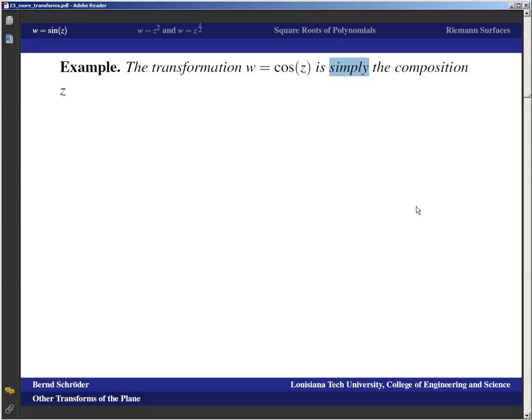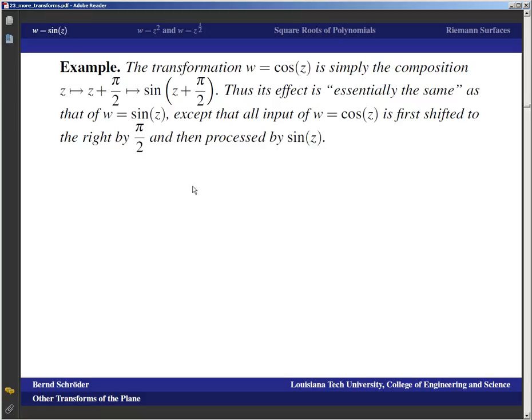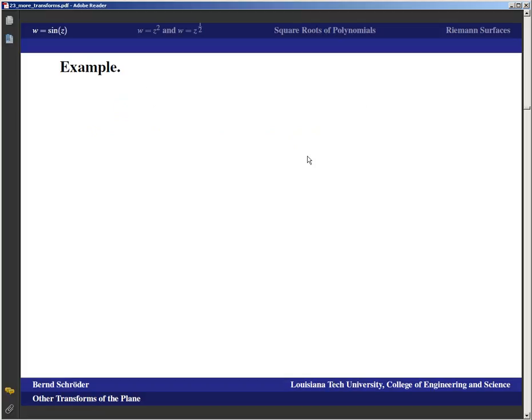Some other functions are now simple, and I don't mean that to be insulting. It's simply a way to structure your memory to dispense with too much memorization and too much worry about these things. The transformation w equals cosine z is simply the decomposition where you map z first to z plus pi over 2, and then map that to sine of z plus pi over 2, which is cosine z, using the appropriate trig identities. That means the effect of the cosine transformation is essentially the same as that of w equals sine z, except that all the input is first shifted to the right by pi over 2, that's this addition, and then it's processed by the sine function.